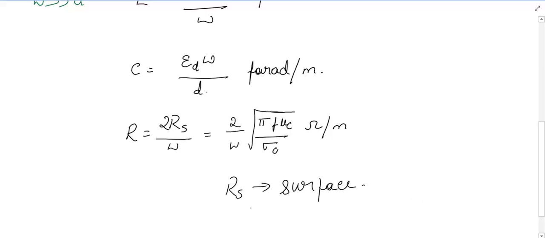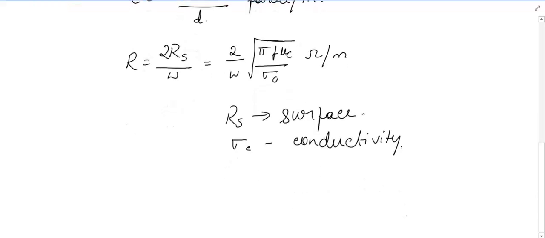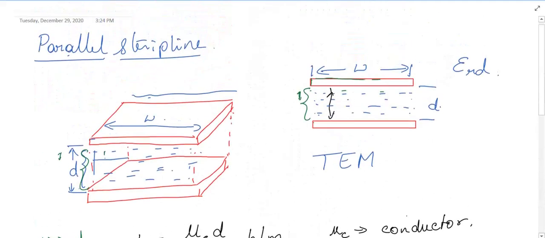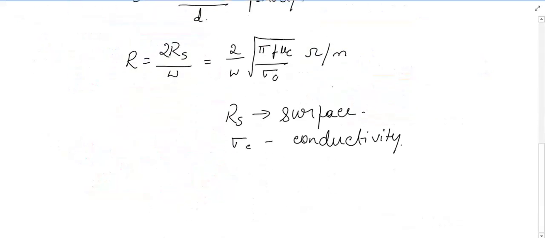Sigma c is the conductivity of the strips, which is represented in mho per meter. So then the last thing is the shunt conductance. Sorry guys, I told you the shunt conductance is this and the series resistance is this. The shunt conductance is given by G is equal to sigma D W divided by D. So what is sigma D? Sigma D is the conductivity of the dielectric material between the strips.